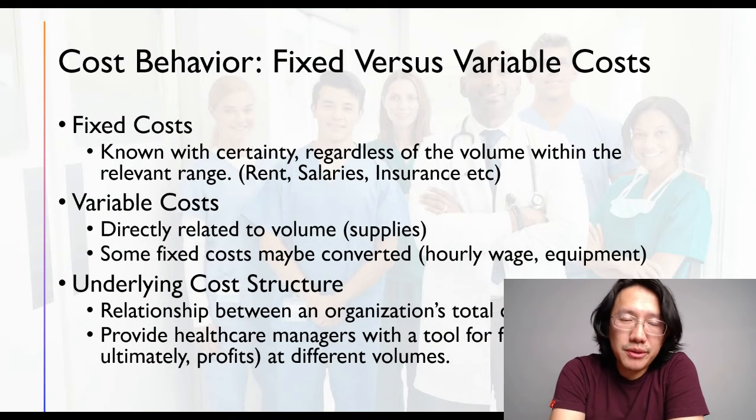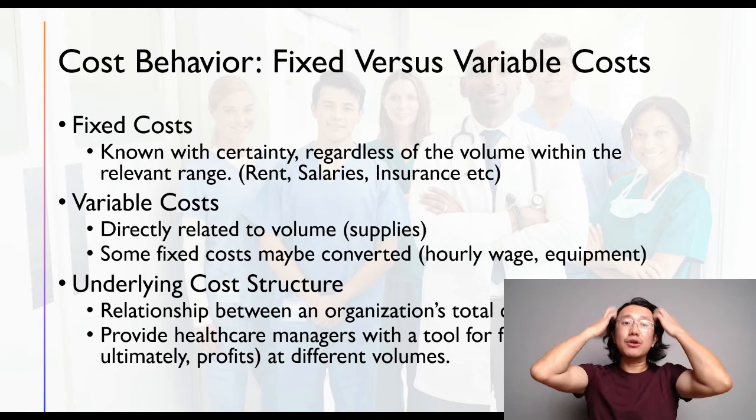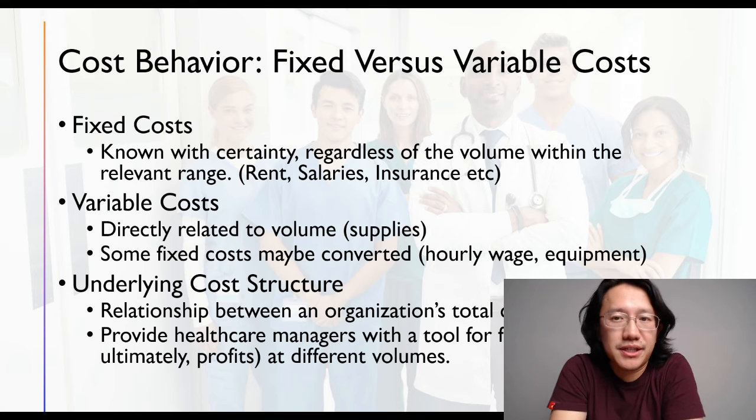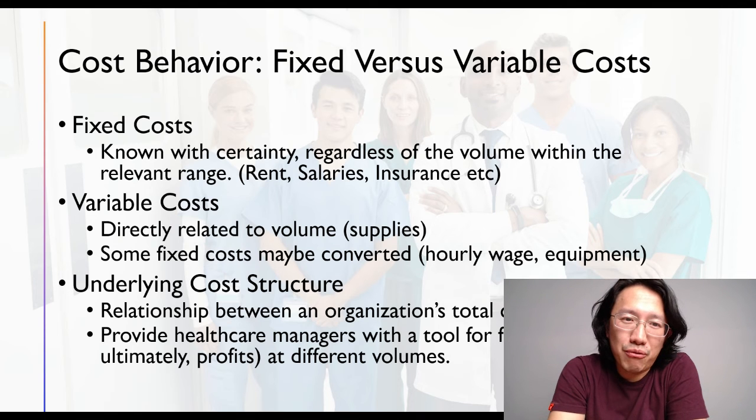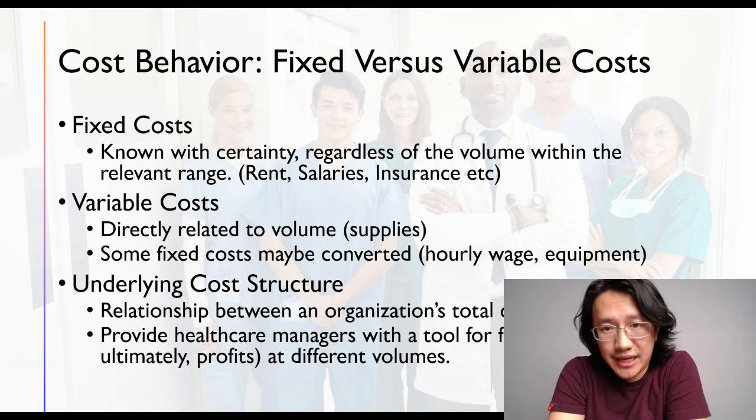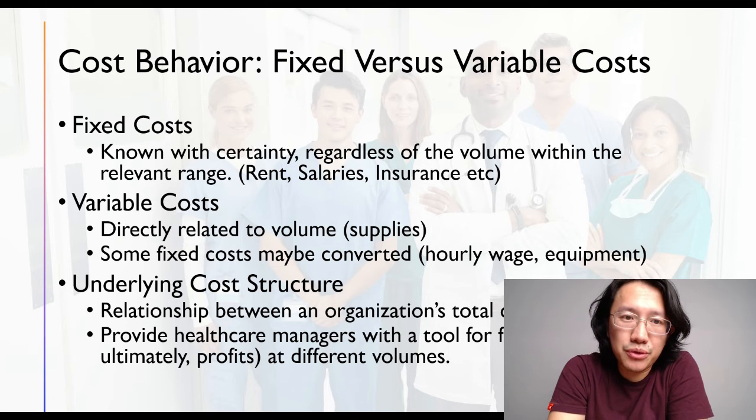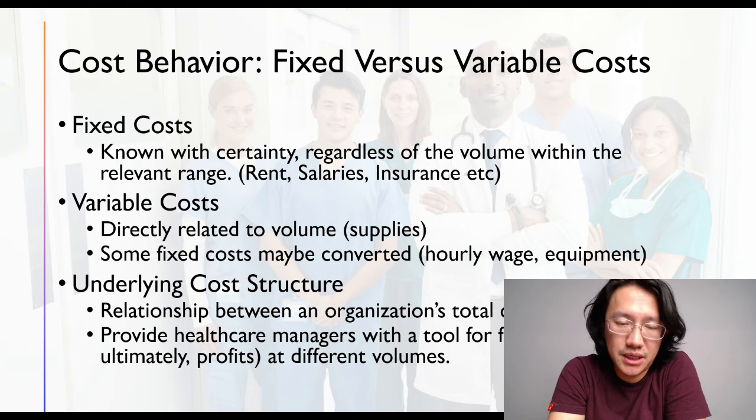Next, we talk about cost behaviors. There are fixed and variable costs. Fixed costs are known with certainty, regardless of the volume within a relevant range. Some examples include rent, salaries, and insurance. Those are fixed costs that come every month, and you know the exact amount.